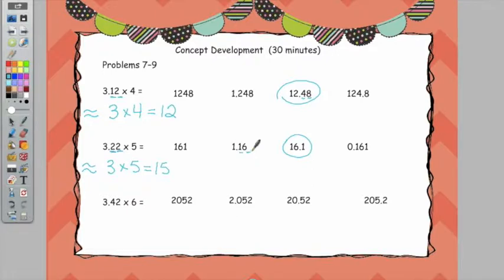So I'm going to take 3 and 22 hundredths times 5. What's 2 times 5? 10. Look, I'm going to have a 0. 2 times 5 is 10, add 1 more. 11, right? 3 times 5, 15. So if I do my 2 decimal place values here, it's 16.10.